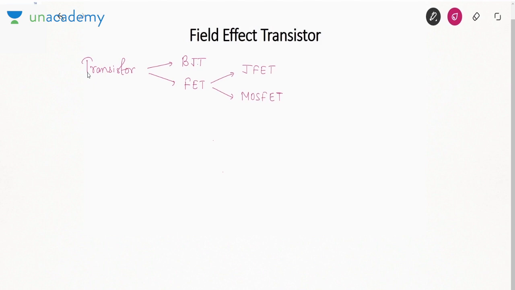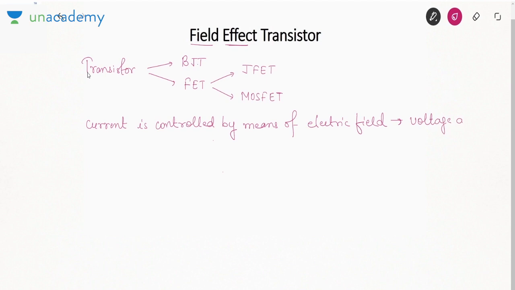So first let us understand the meaning of FET or field effect transistor. As it says, it is field effect. That means current conduction, or current, is controlled by means of electric field. That is why it is called field effect, because we are using electric field in order to control the current. Now this electric field is generated by means of voltage applied.